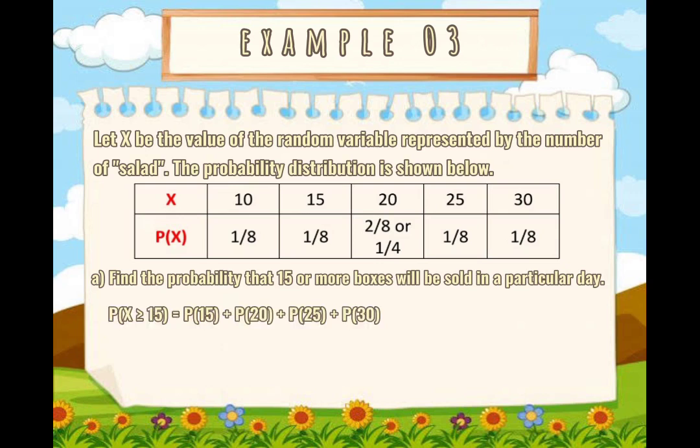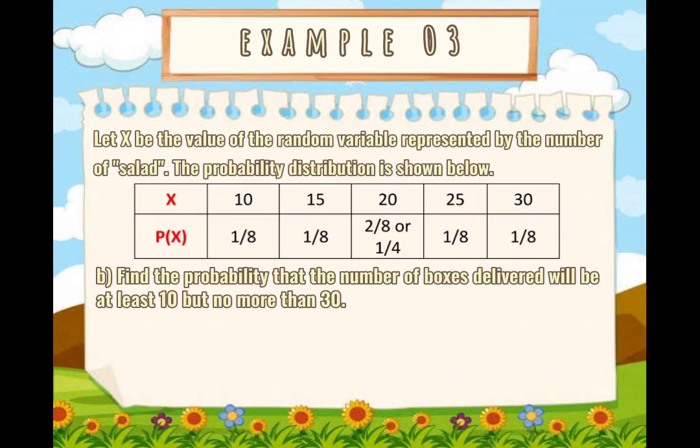So here, to get the probability of x greater than or equal to 15, we need to get the probability of 15, 20, 25, and 30. And then let's add. So the answer is 5 over 8 or 0.6.